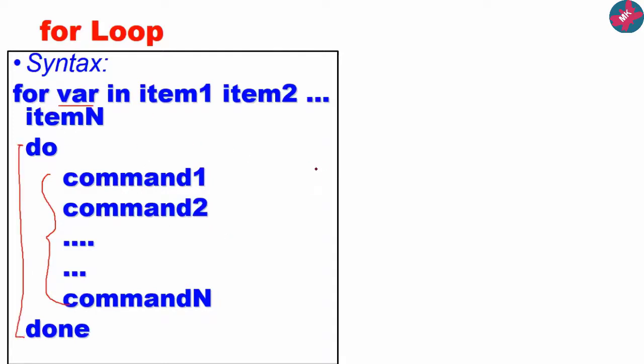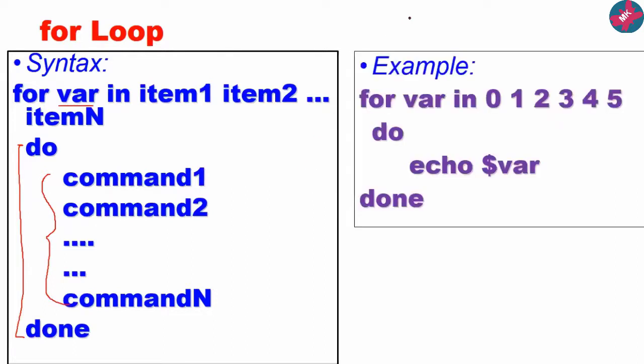So let us take one example for this. Suppose I want to print 0 to 5. How am I going to write it? Here I have taken a variable name. So for a variable in, and then the range 0, 1, 2, 3, 4, 5 that I have written, and then within the do and done.